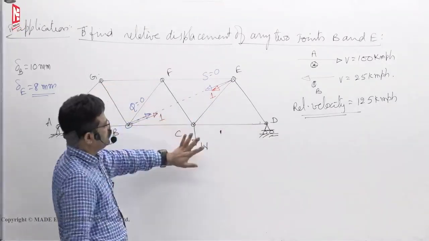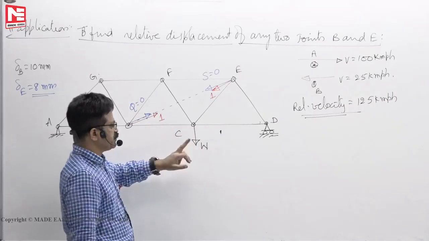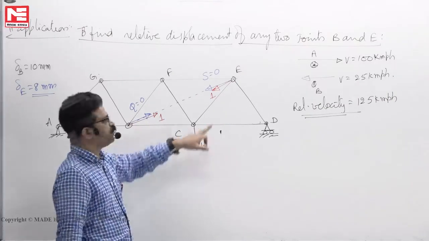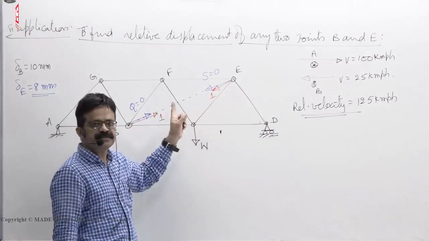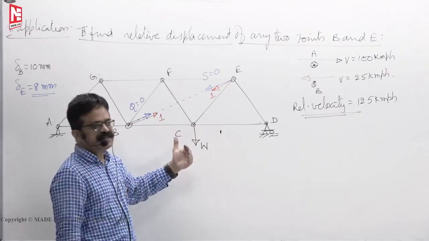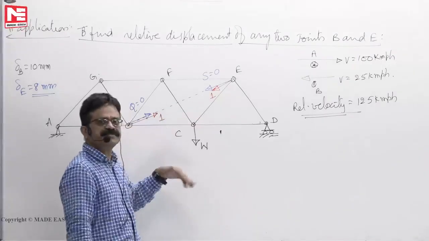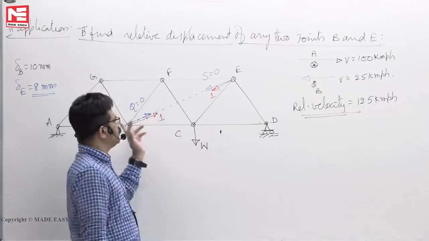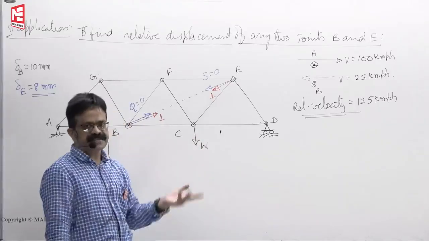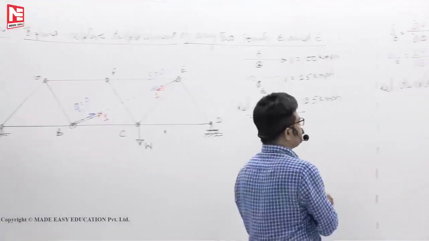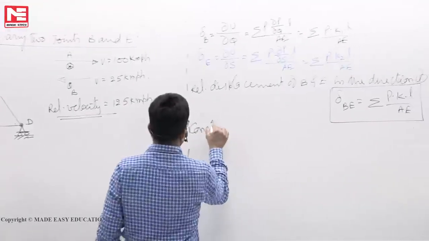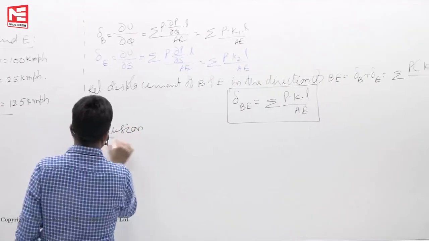This is the process to find relative displacement. Due to W, find the P values. Due to these two unit loads, find the K values. Then PKL by AE gives you the summation of the two displacements directly. Instead of individually calculating and adding and wasting time, at once you can add them. So, conclusion.